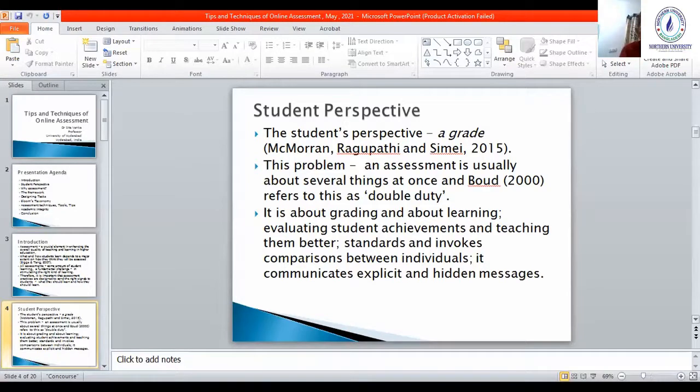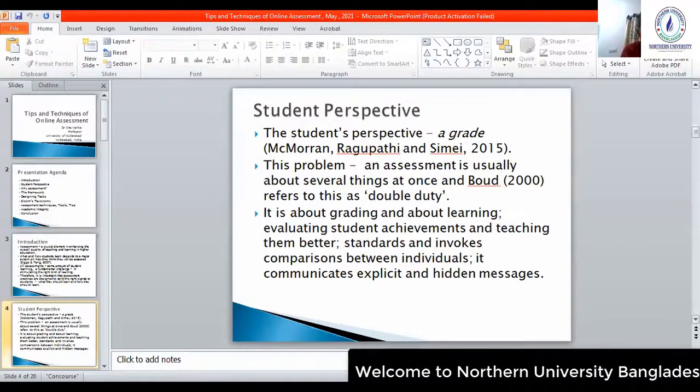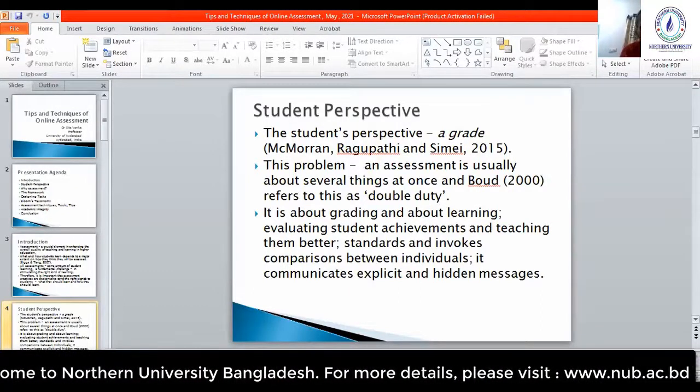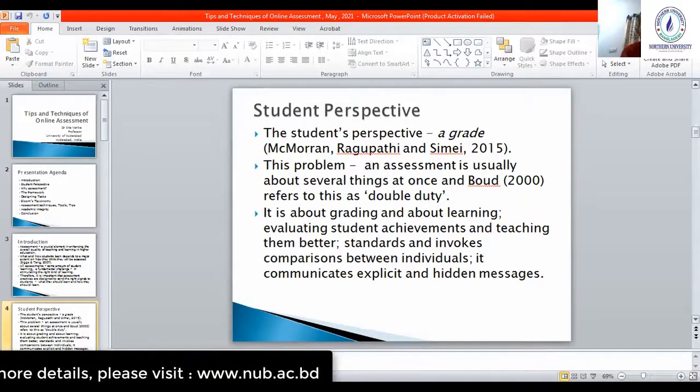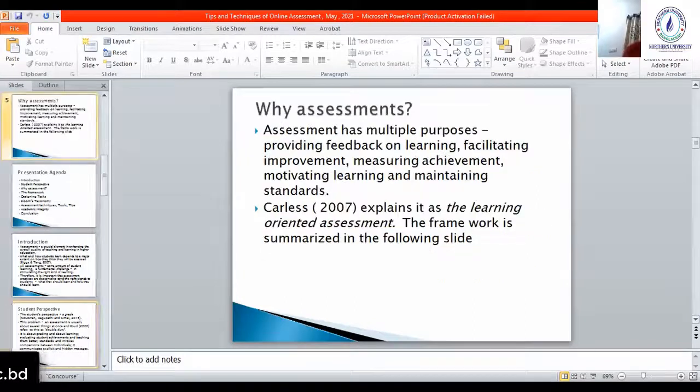That means, when we are talking about standards, we are applying the same metric for everyone, but when we compare the individuals, they are different. So how do we ensure that these standards are met, and how do we do it when we are sitting in judgment over the students? It communicates explicit and hidden messages, no doubt about it. When we say so and so is a topper, or so and so is in the 10% or 20% or 30% of the class, we are sending very strong signals.